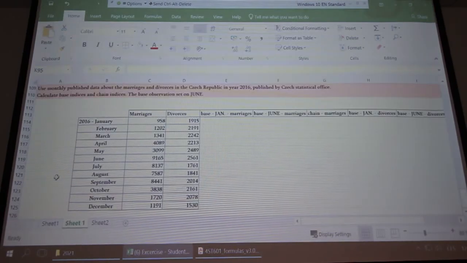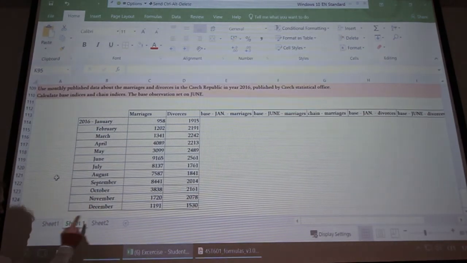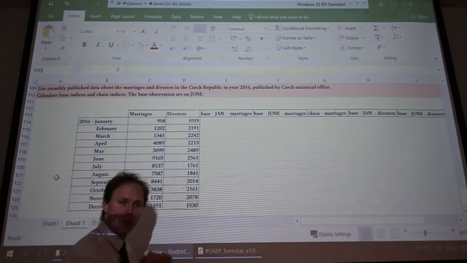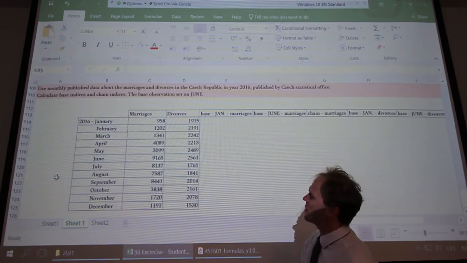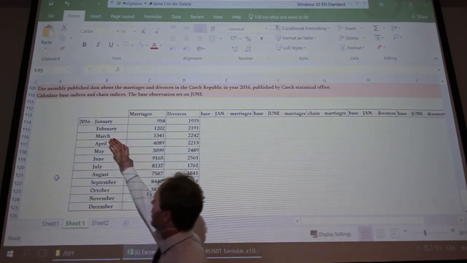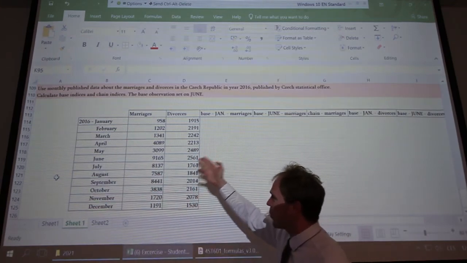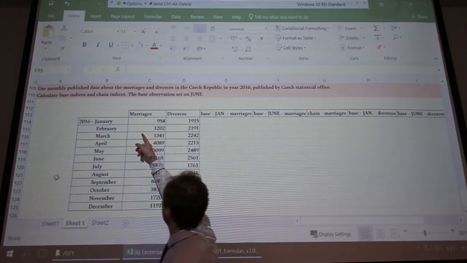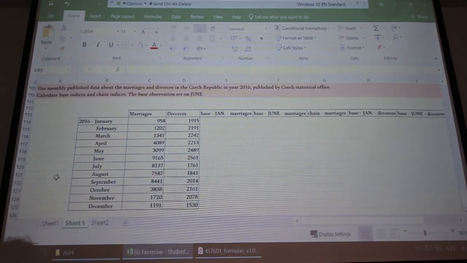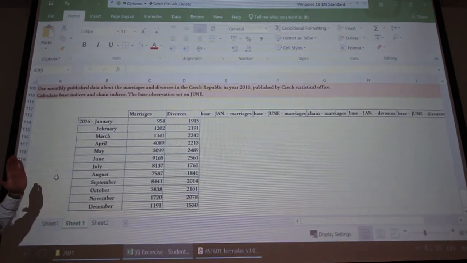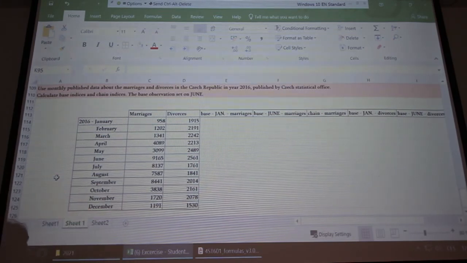I have here this real table, again from sheet 2, where we have vital statistics of the Czech Republic published by the Czech Statistical Office. I copied this table with data for year 2016, monthly published data with monthly frequencies about marriages and divorces. So use monthly published data about marriages and divorces in the Czech Republic in year 2016, published by the Czech Statistical Office, calculate base indices and chain indices.